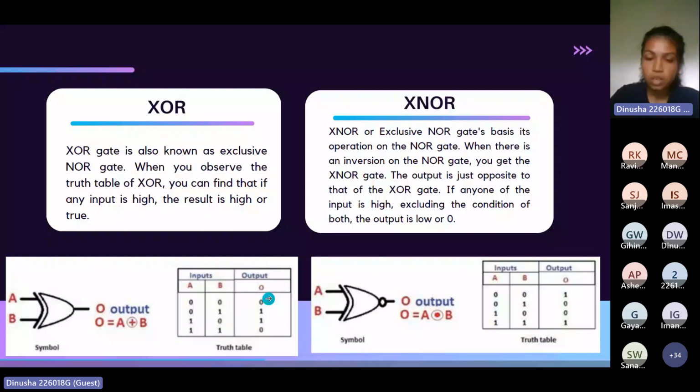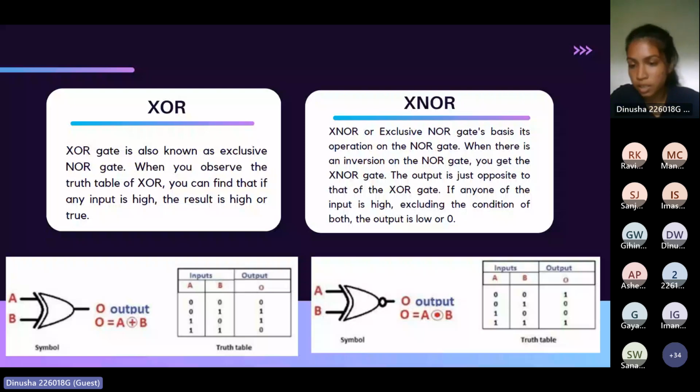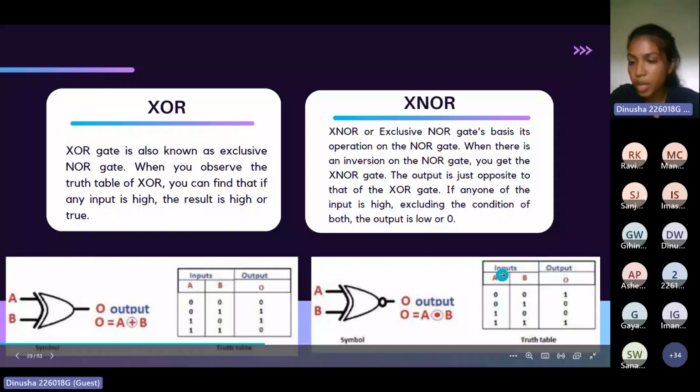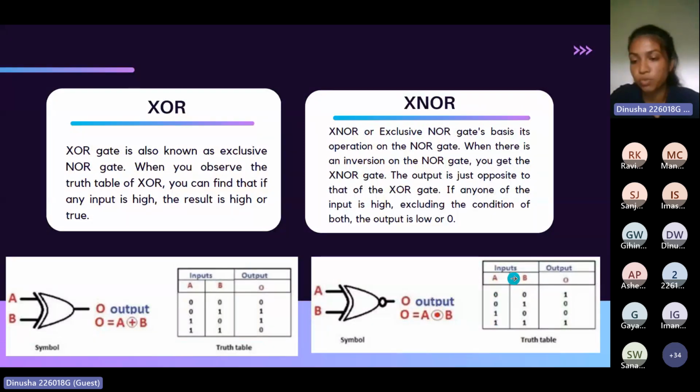Now let's move on to the XNOR gate. The XNOR, exclusive NOR gate, is based on the NOR gate. In here, it produces the logical output 1 when the two inputs are the same. When we look at this table, the input of A is 0, the input of B is 0. So the two inputs are the same. Therefore, the XNOR gate's output is 1.